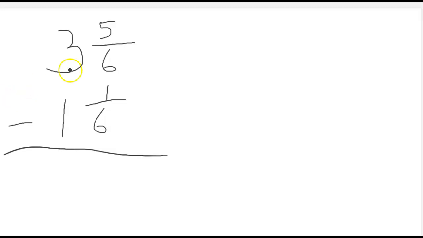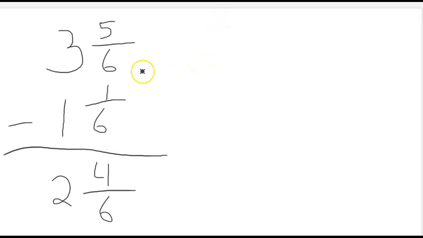So if we were to subtract this, we would start with our fractions. 5/6 minus 1/6. Well, 5 minus 1 is 4. And remember, our denominator stays the same. So 5/6 minus 1/6 is 4/6. And then 3 minus 1 is 2. So that's what we've learned so far.